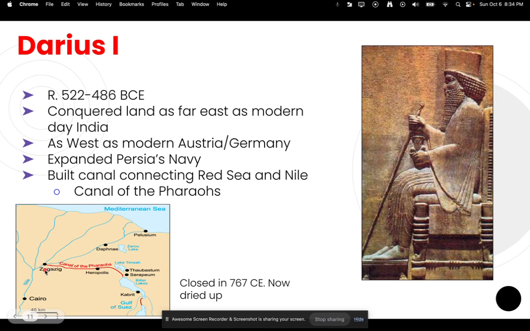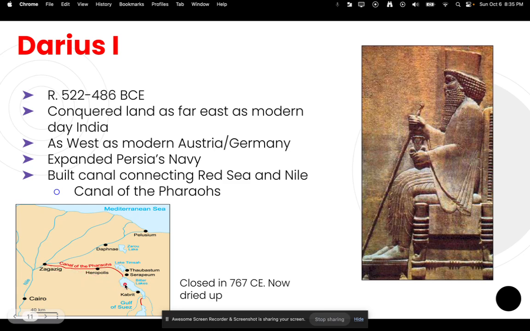It's called the Canal of Pharaohs. You can see here on the map, this is Egypt. We talked about the Nile a lot in Unit 2. So here's the Nile. This is the delta of the Nile going into the Mediterranean Sea. The thing about the Nile is it is super close to the Red Sea, but they actually don't connect with each other. So Darius was like, hey, you know what would be cool? If we connected the Nile with the Red Sea. So he made people build a canal from the Nile to the Red Sea.